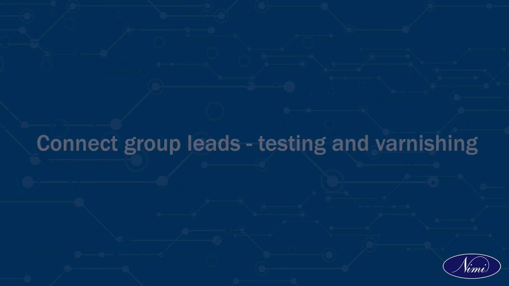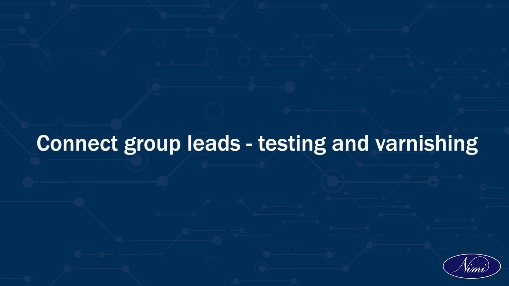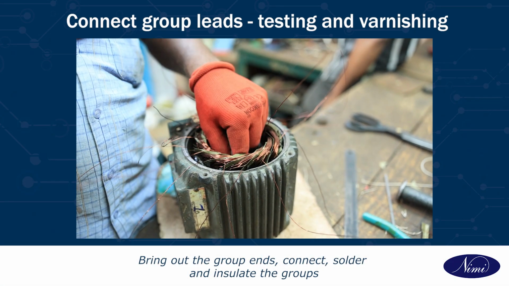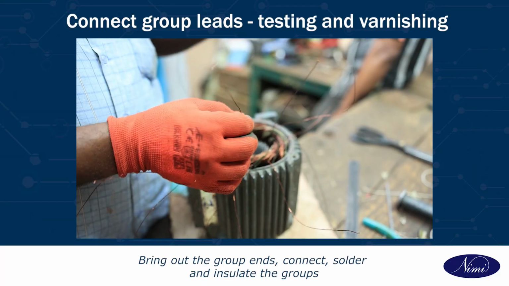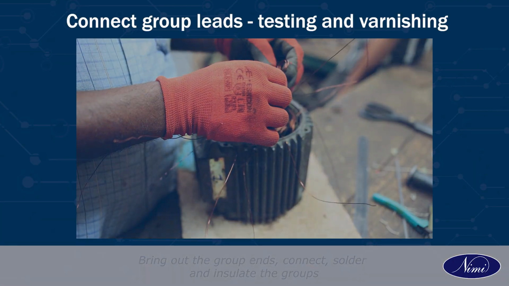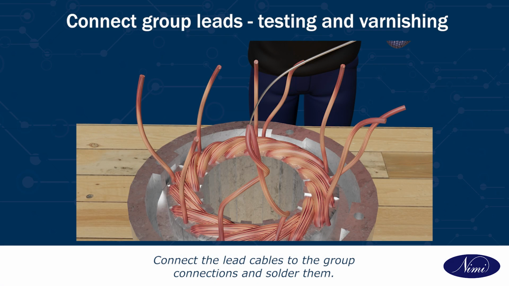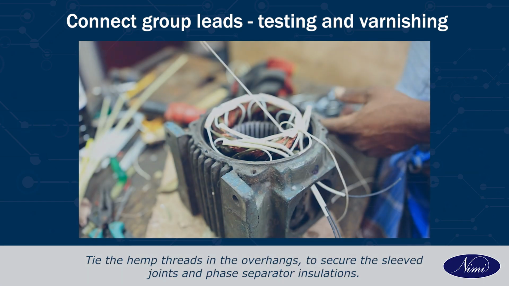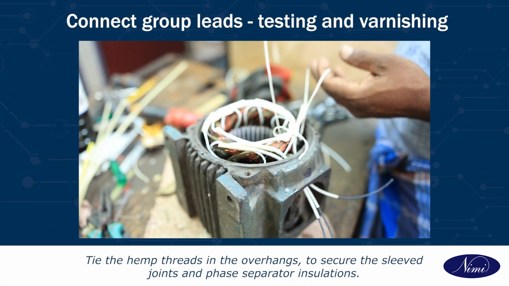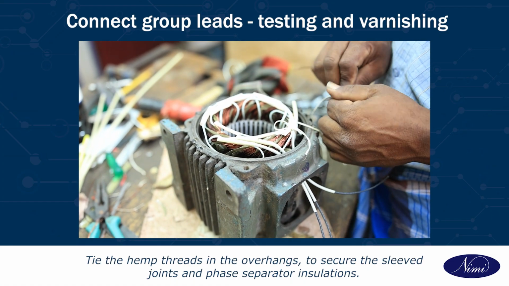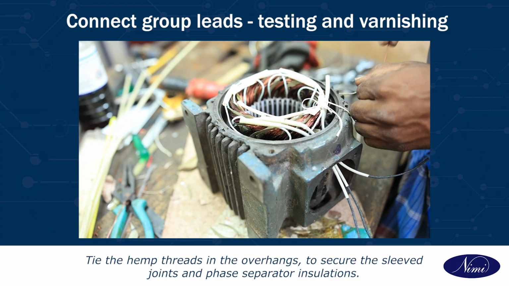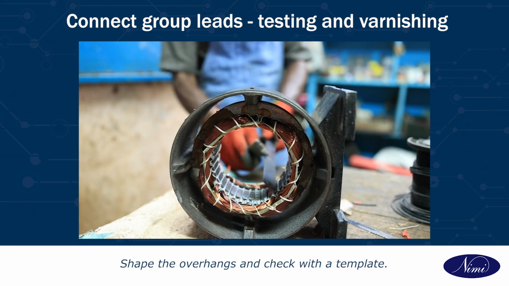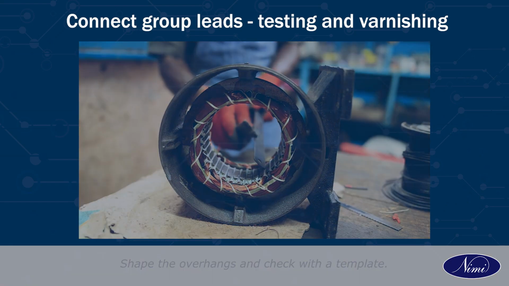Task 5. Connect group leads, testing and varnishing. Bring out the group ends, connect, solder and insulate the groups. Connect the lead cables to the group connections and solder them. Tie the hemp threads in the overhangs to secure the sleeved joints and phase separator insulations. Shape the overhangs and check with the template.